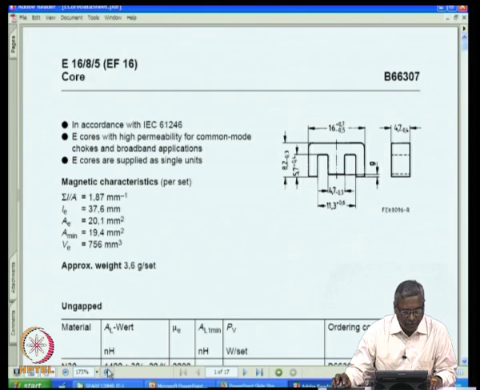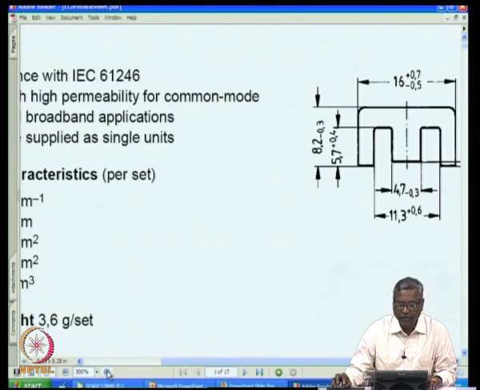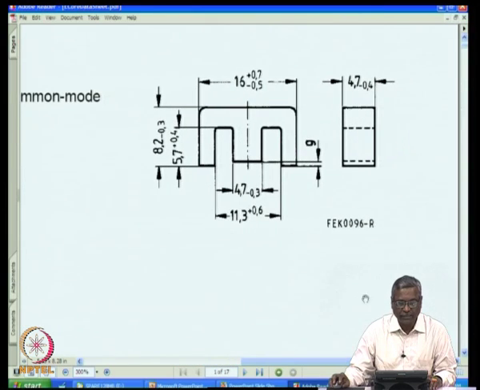So, you can see that this core has a shape of E, where the central limb has 4.7 millimeter and the overall width is about 16 and the height is about 8.2. So, two such E's can be put to form a core.